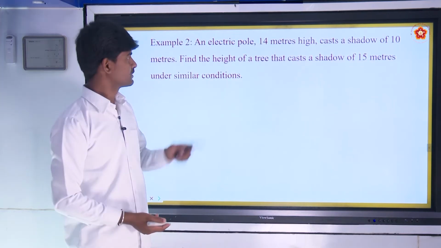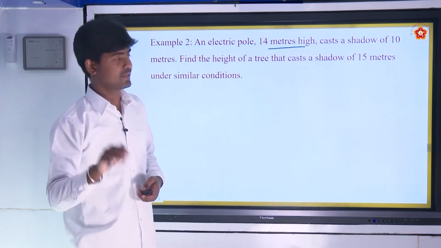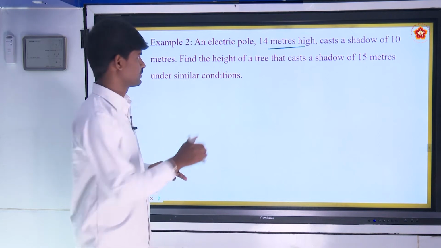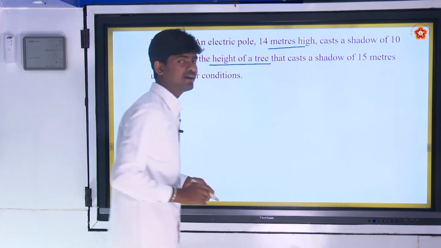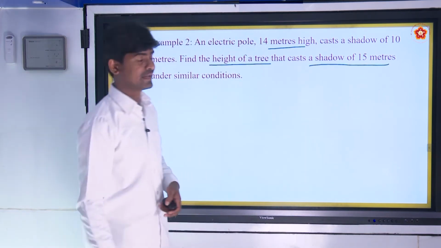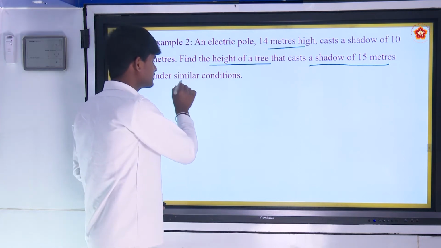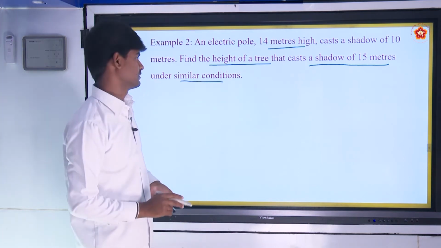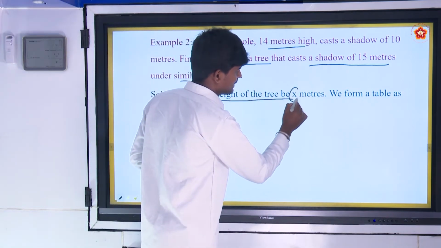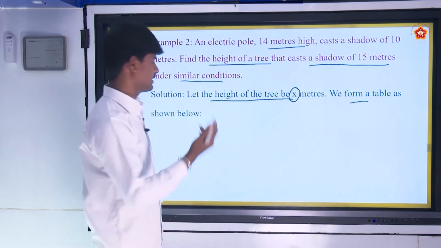Yes, we see one more example problem. Example 2. An electric pole 14 meters high casts a shadow of 10 meters. Find the height of the tree that casts a shadow of 15 meters under similar conditions. Okay, see the solution. Let the height of the tree be x meters. We form a table as shown below.